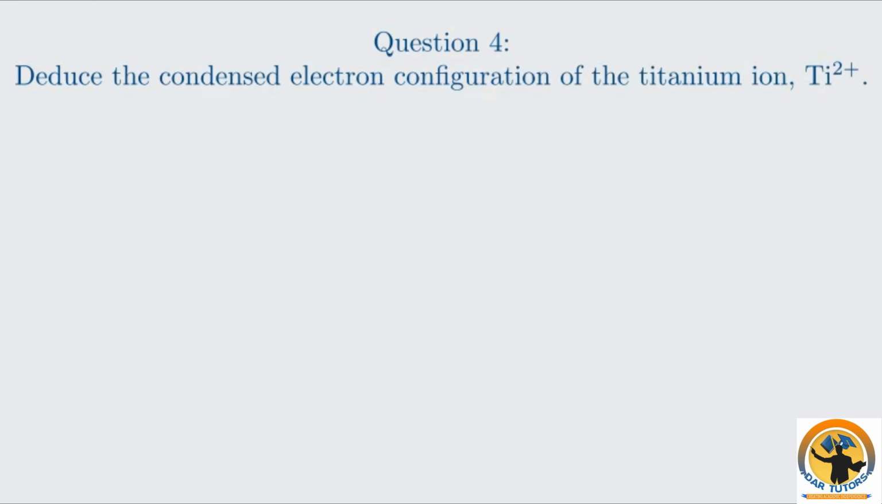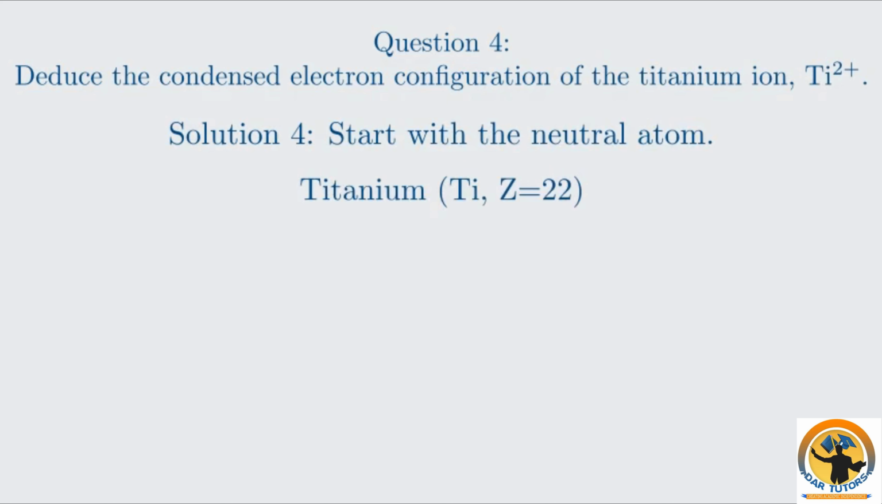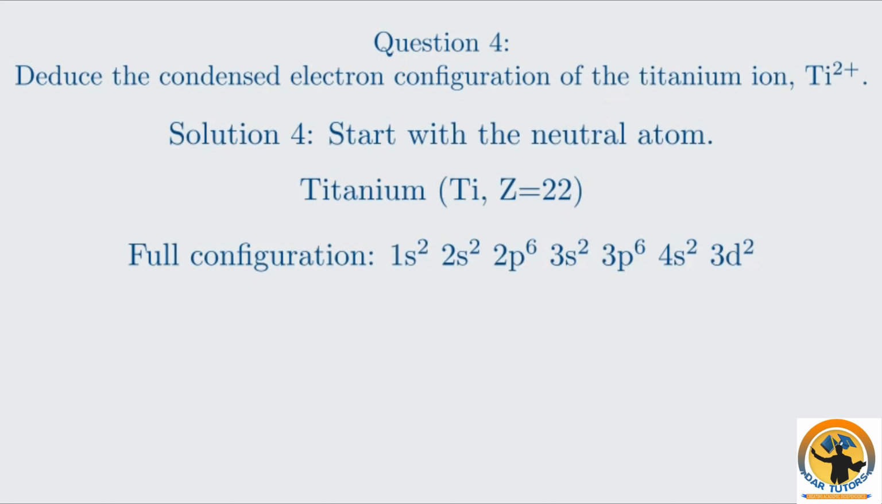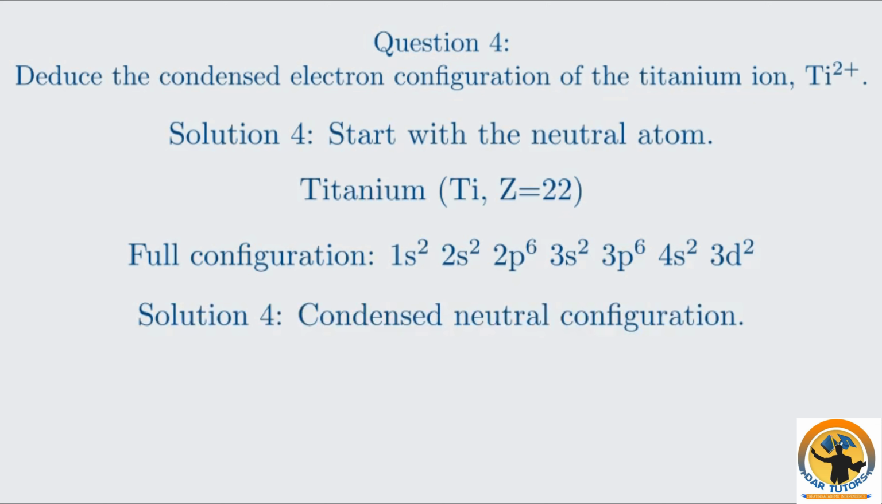Question 4 asks for the condensed electron configuration of a titanium ion, Ti²⁺. Remember the special rule for removing electrons from transition metals. Let's find the solution together. First, we write the full configuration for the neutral titanium atom, which has 22 electrons. Following the Aufbau principle, this is 1s² 2s² 2p⁶ 3s² 3p⁶ 4s² 3d². To get the condensed form, we can replace the first 18 electrons with the symbol for argon. So, the condensed configuration is argon 4s² 3d².